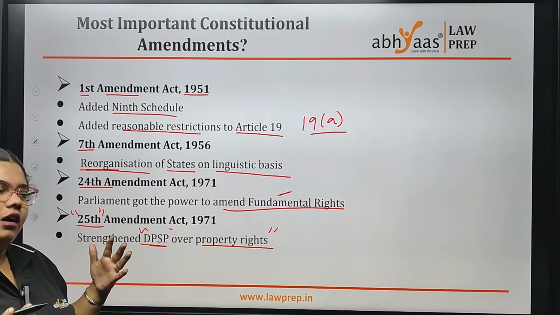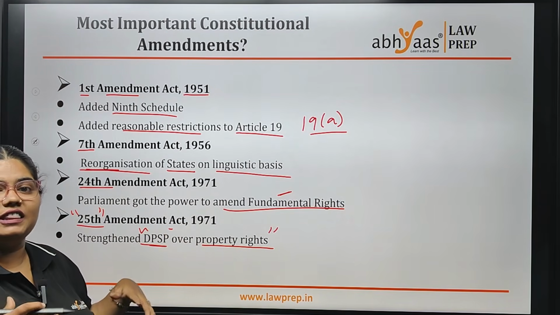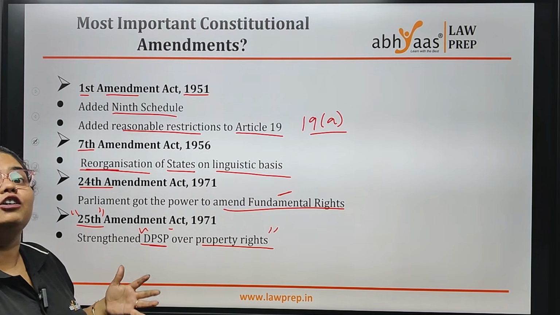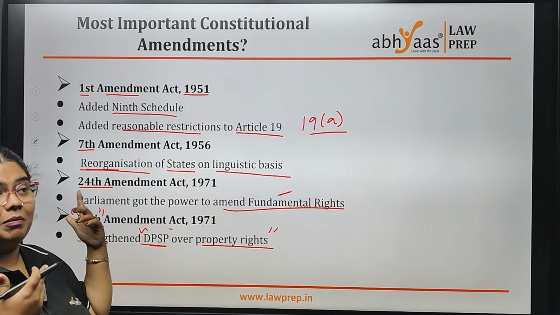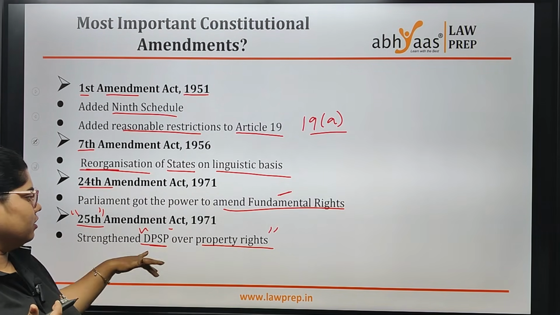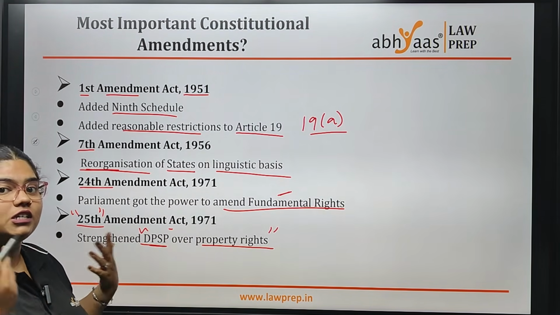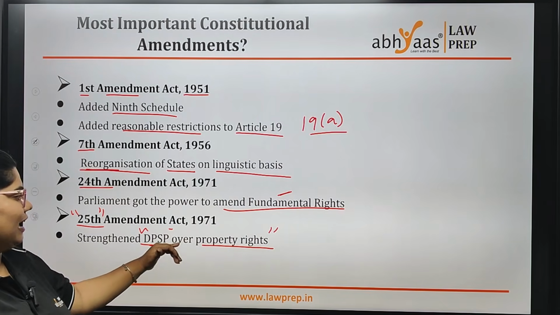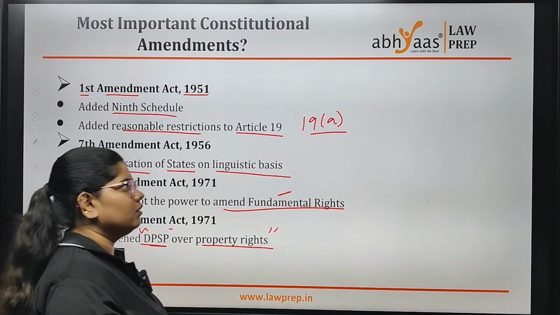If you remember, in the year 1971, they made a socialistic reform, that the rich should give their land to the poor. If you remember that Andolan, it is talking about this, that the socialistic reform should be there and rich people should donate their land to the poor. So from here came DPSP over property rights.